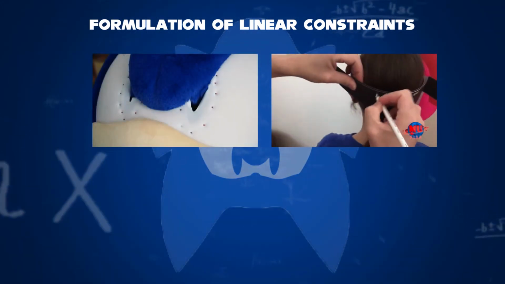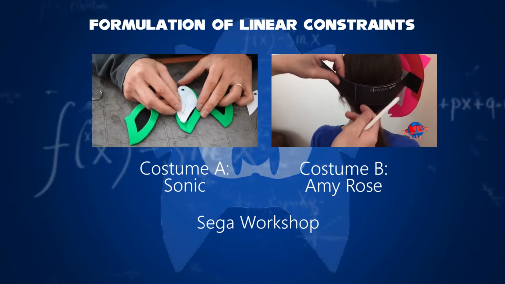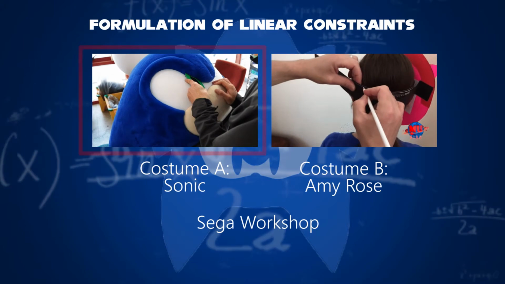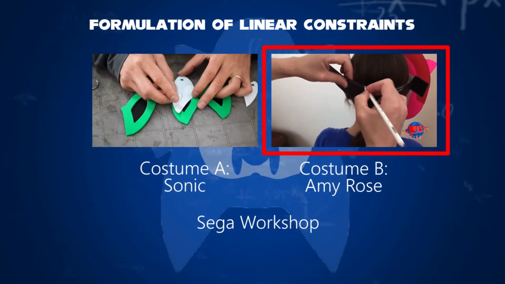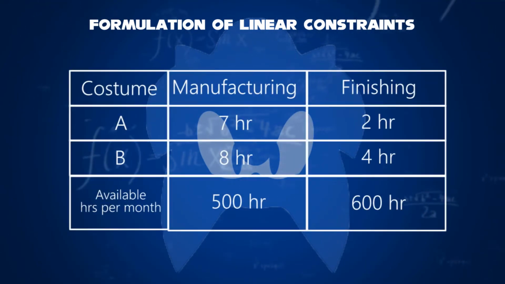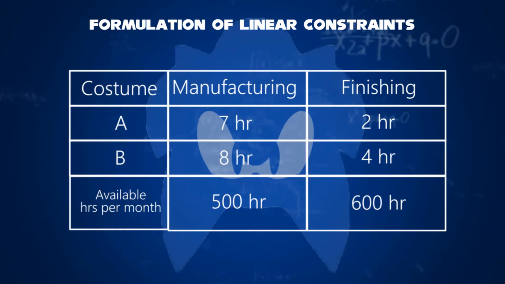Let's consider the application, the question we are about to say. In a Sega workshop, many members of the workers make mascot costumes. One with Sonic the Hedgehog costume, and other with Amy Rose costume, say costume A and B respectively. The workshop requires two operations, manufacturing and finishing of costume.